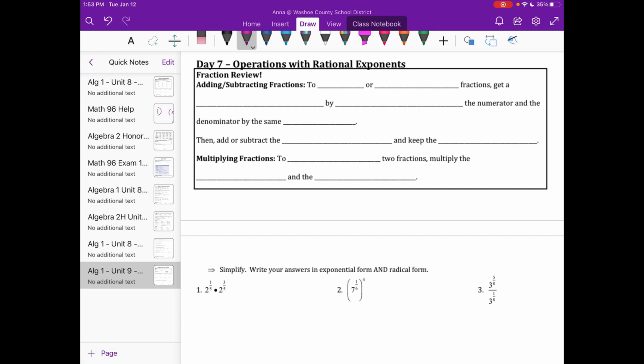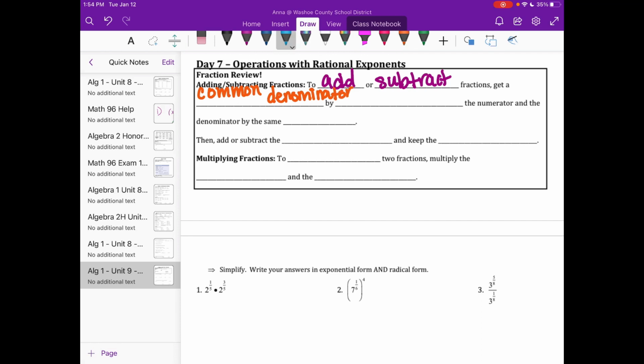So let's review. How do we deal with fractions? When we're adding or subtracting fractions, those first two blanks in the box, to add or subtract fractions, get a common denominator. I do not know if I can fit that in that blank, but let's try. Common denominator. And when I'm talking about the denominator, I'm talking about the bottom.